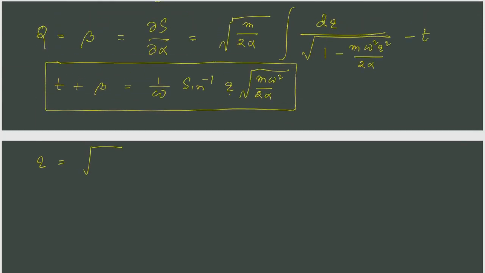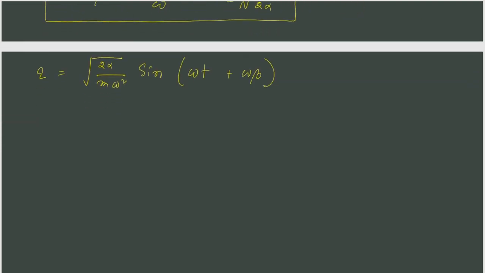I mean, to be honest, this should be reversed. So if you do that, then, well, q is twice alpha by m omega square, and you have sine of omega t plus beta. That's basically the solution. And what about p, the momentum?